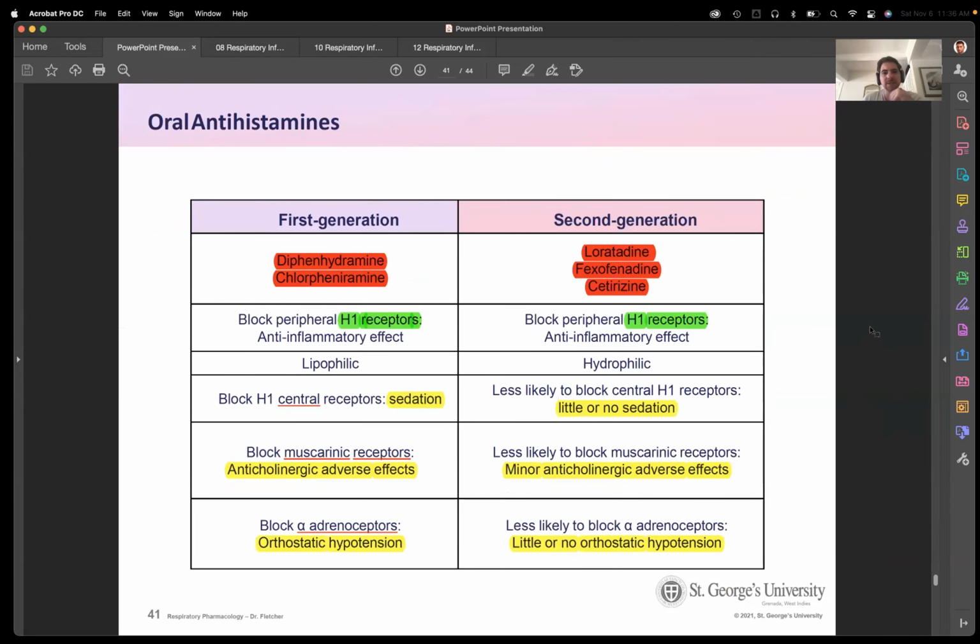All right, then oral antihistamines as well should help. H1 receptors, right? Remember, H2s are in the stomach. H1s are going to help with that allergy type response, you know what I mean.